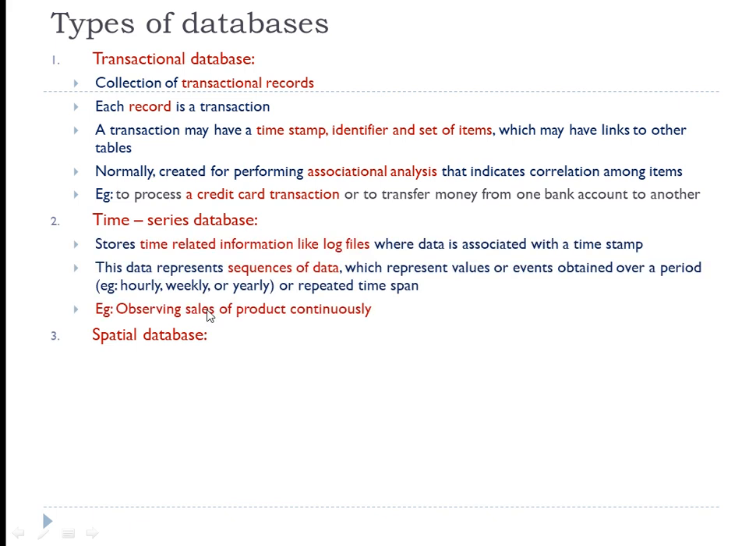Okay, the second type of database is the time series database. As the word itself says, here you are storing the information and it is related with respect to time. So data is associated with a timestamp. Here the data can be associated with a period, like hourly data, weekly data or yearly data, or a repeated time span. A very good example of this is if you're trying to observe the sales pattern of a product continuously. You may be examining the sales of this product hourly or weekly or yearly. So that's an example of a time series database.